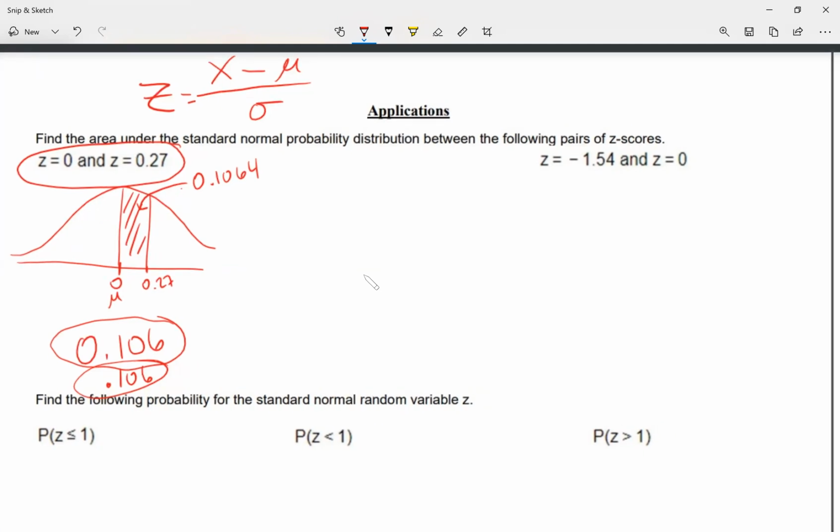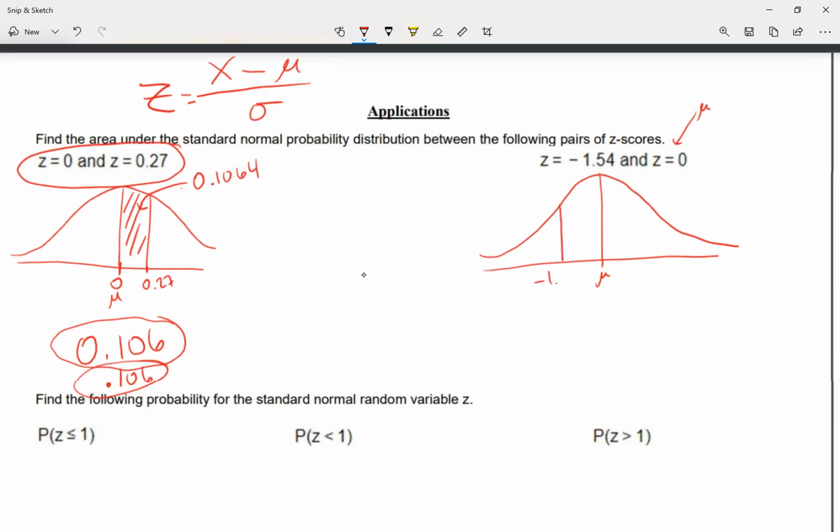I want to know the area in between z is equal to negative 1.54 and z is equal to 0. Again, z is equal to 0, that's basically my mean, the mu. So looking at our graph, it will look something like this. z is equal to 0, it's right there. z is equal to negative 1.54, so that means I go to the left, negative 1.54. And I'm looking at this area.